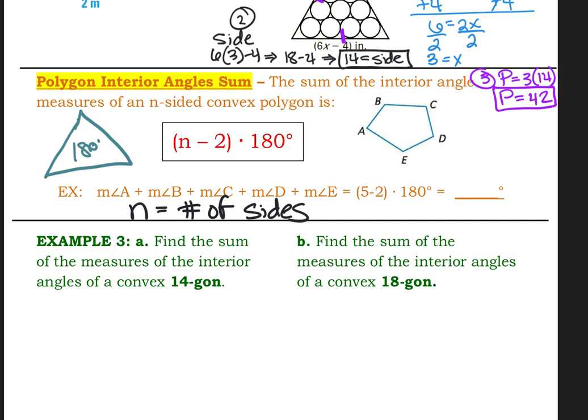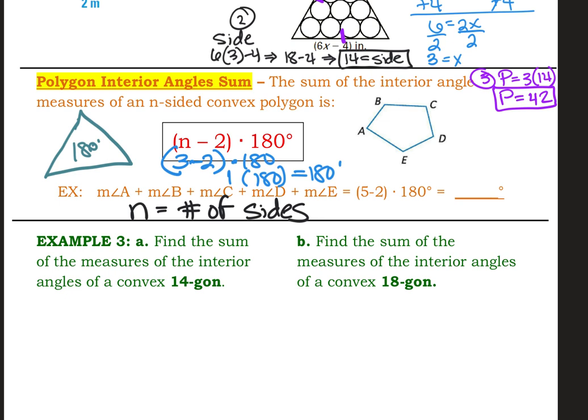So let's try it with the triangle real quick, just to see, right? 3 minus 2 is 1. Multiply it by 180. 1 times 180 is just 180. So we plugged in the number of sides of the triangle, 3 sides. Take away 2 is 1. 1 times 180 is just 180.